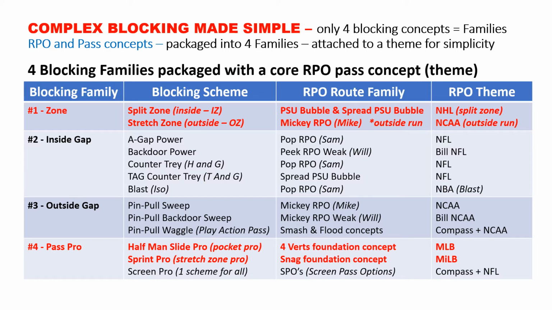As we get into pass protection, if you can evolve that at the different levels, then we use one protection. It's a half-man slide protection, which is very similar to inside zone. And we'll use our four verts as our foundation concept there. Again, theme is Major League Baseball. And then we can use our stretch zone blocking to use our sprint protection. This is an example of scaffolding using previous techniques for other concepts. And again, we'll use minor league baseball then for sprint.